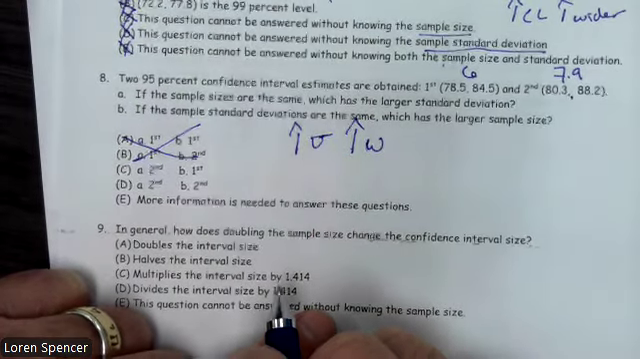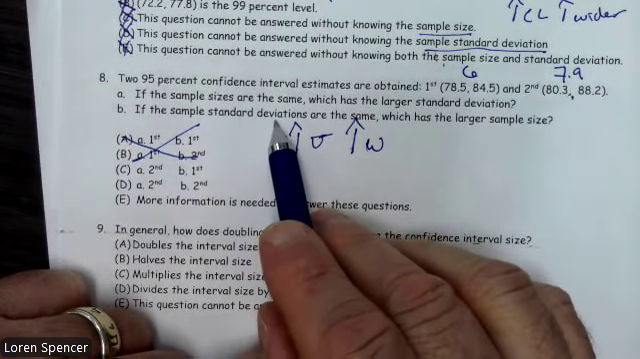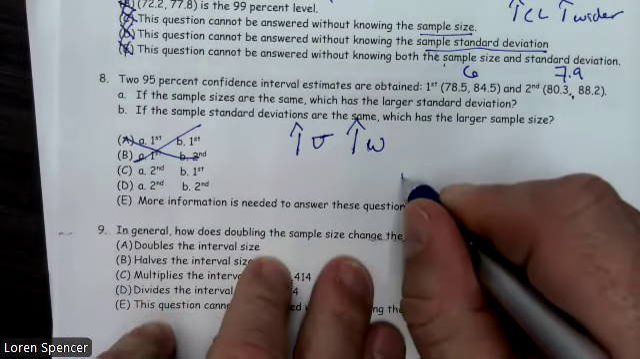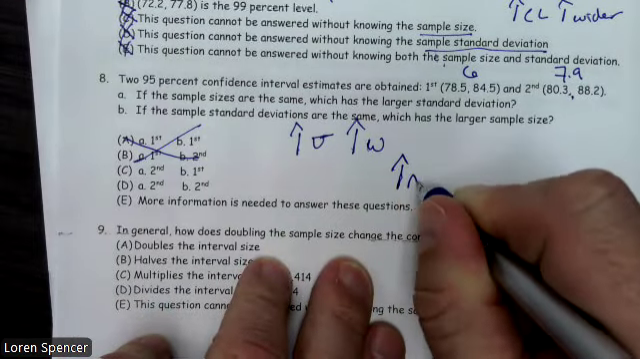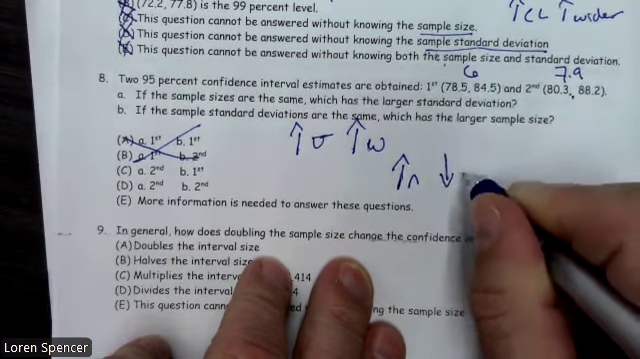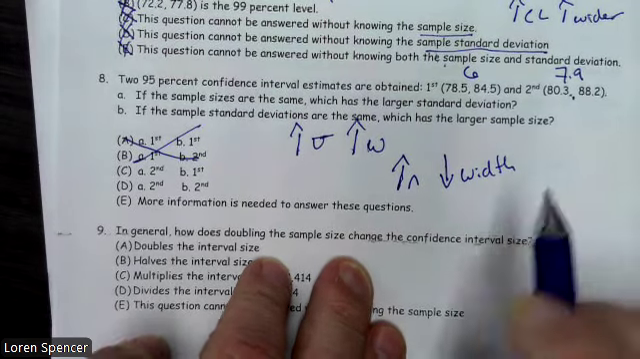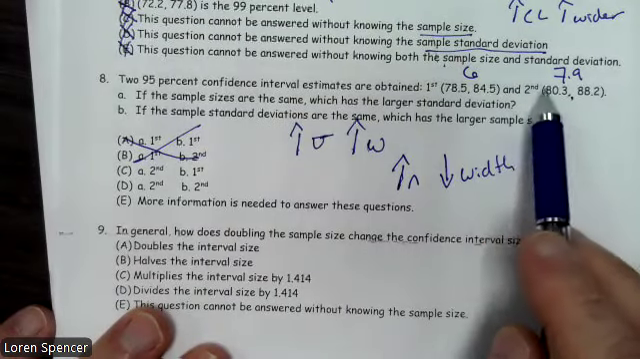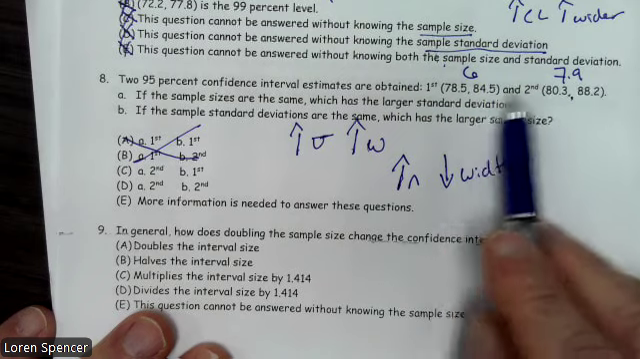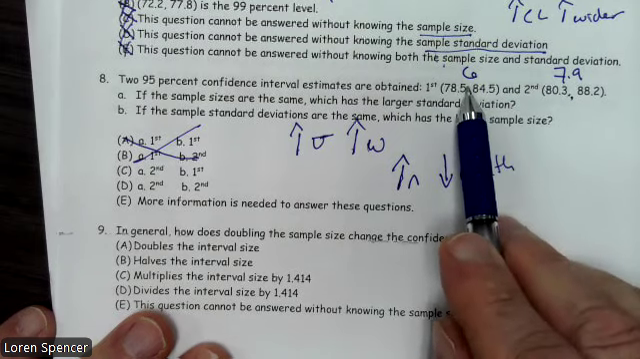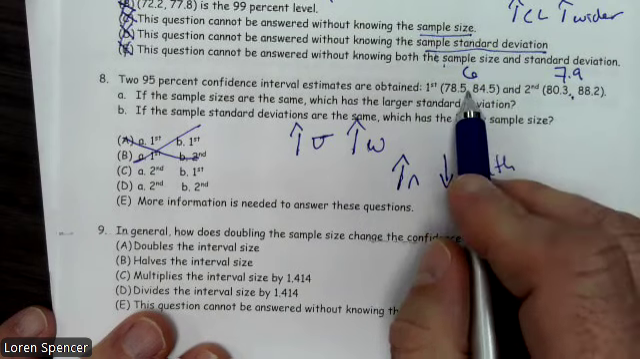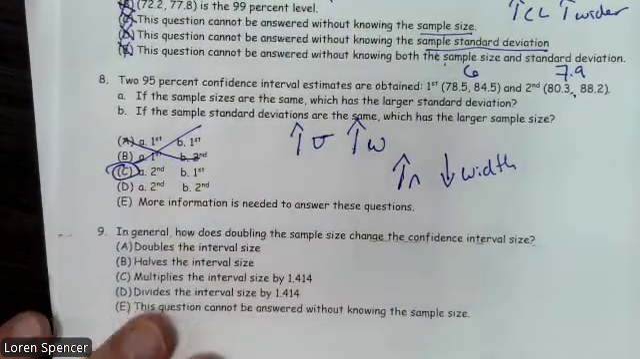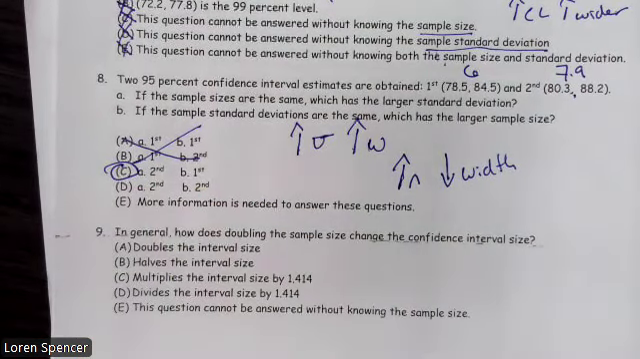All right, the next one. If the sample standard deviations are the same, which has a larger sample size? As N goes up, the width goes down. This one has a narrower width. So if they have the same standard deviation, this one has the larger sample size because it's narrower. So our answer choice to 8 is C. As N goes up, the interval gets narrower.